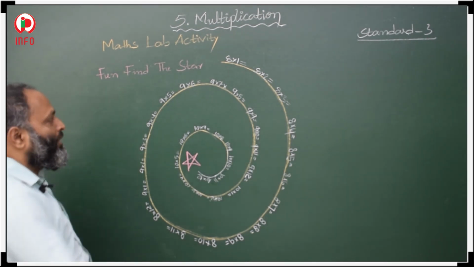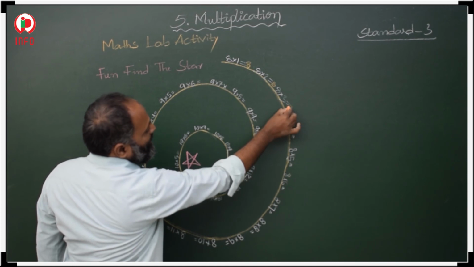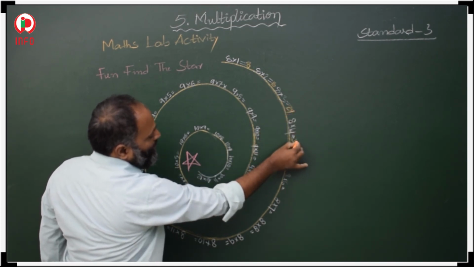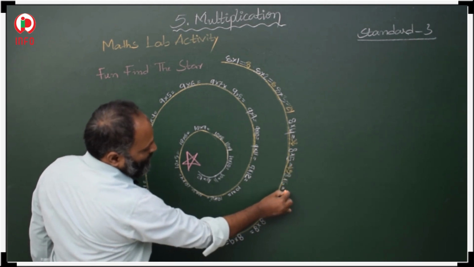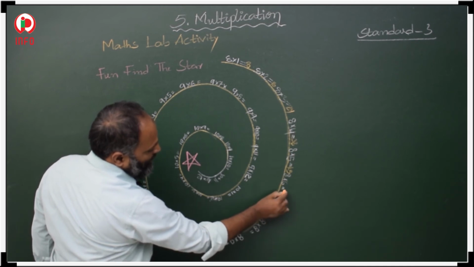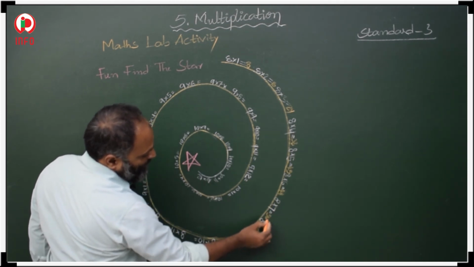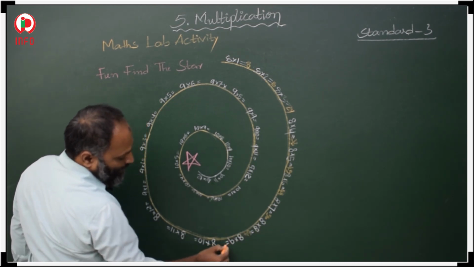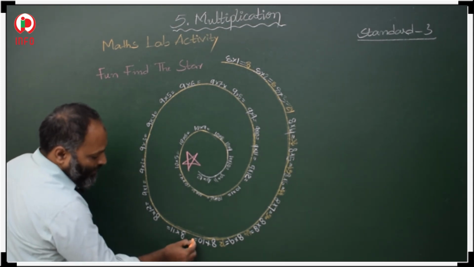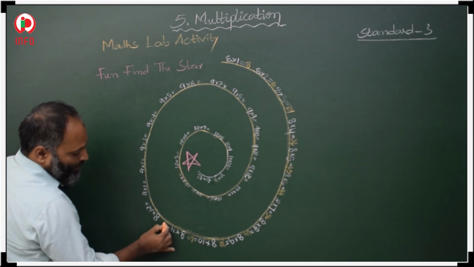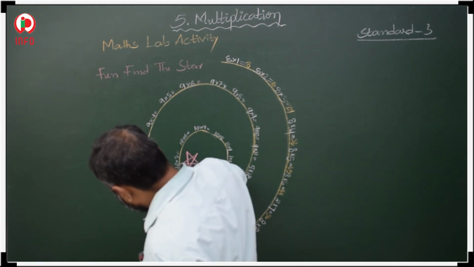Okay. So, how? By doing 8 ones are 8, till here we reached. 8 2s are 16, till here over. 8 3s are 24, 8 4s are 32, 8 5s are 40, 8 6s are 48, 8 7s are 56, 8 8s are 64, 8 9s are 72, 8 10s are 80, 8 11s are 88, 8 12s are 96. Till here we completed.